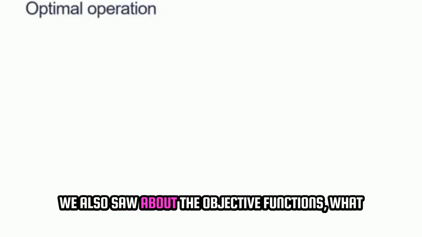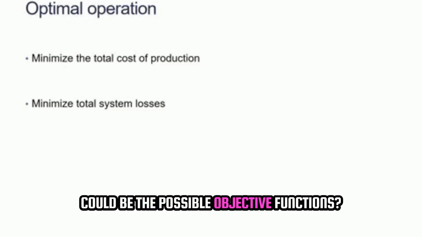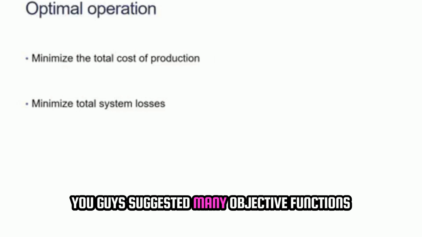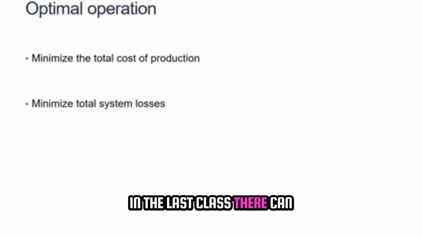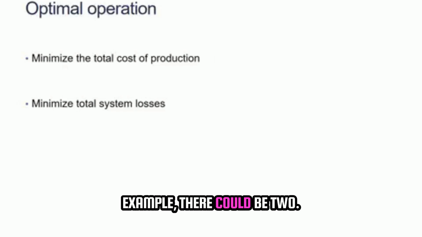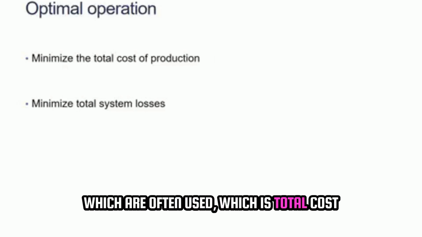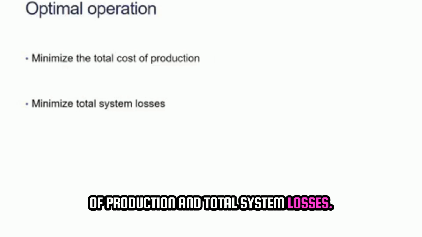We also saw the objective functions. What could be the possible objective functions? You guys suggested many objective functions in the last class. There can be many other objective functions. Just to give you a quick example, the two most popular objective functions which are often used are total cost of production and total system losses.